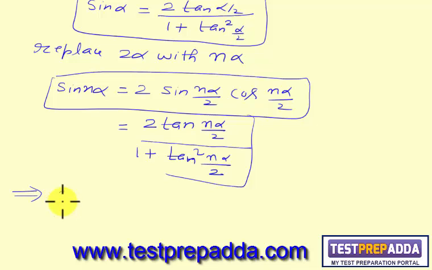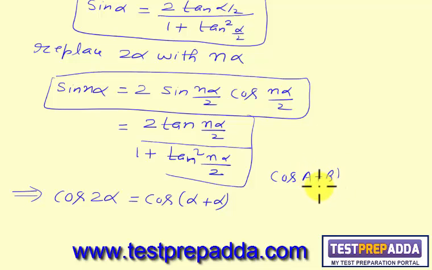Cos 2 alpha. Recall what we did for sine 2 alpha. We wrote there sine 2 alpha as sine alpha plus alpha. Here we will write cos alpha plus alpha. Now recall the formula cos A plus B.